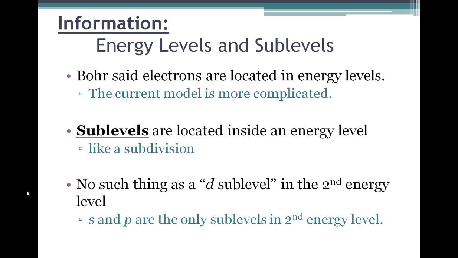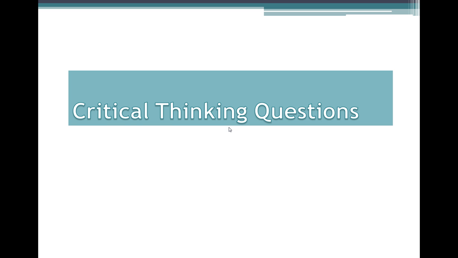Some background information that you need to know before you can start the ChemQuest is that there are energy levels and sublevels located within an atom that consists of electrons. Bohr said electrons are located in energy levels, but unfortunately the current model that we use today is much more complicated. There are sublevels, which are located inside an energy level, like a subdivision. There is no such thing as a D sublevel in the second energy level; S and P are the only sublevels in the second energy level.